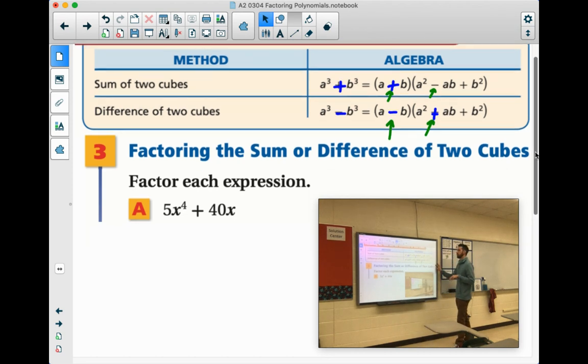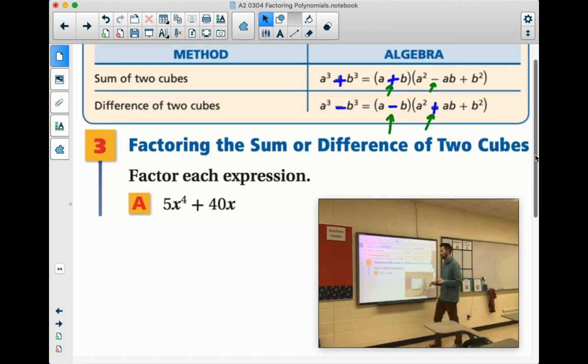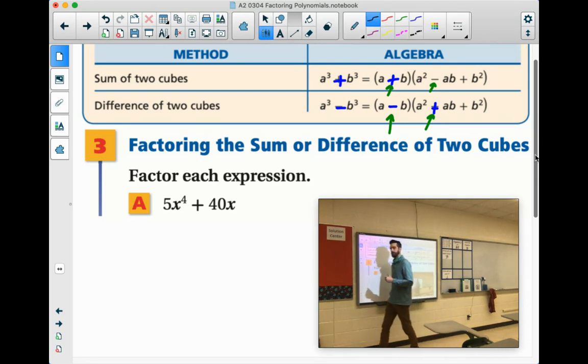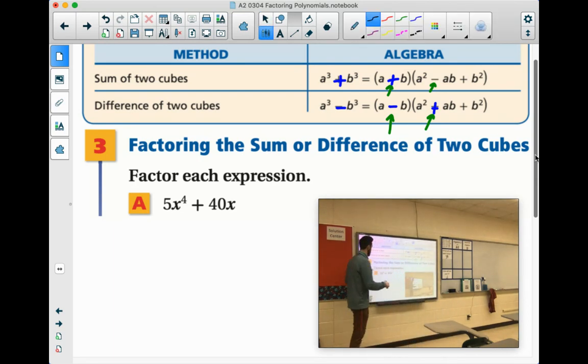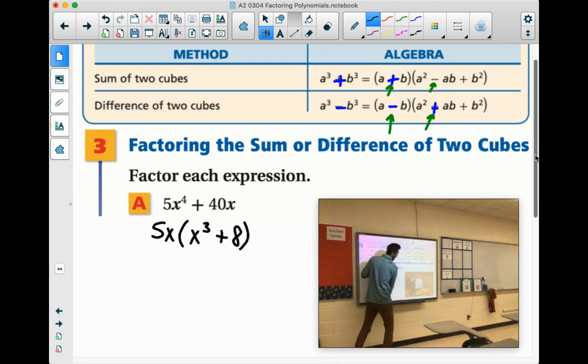Factor each expression. You always have to check for a greatest common factor. 5x to the fourth and 40x, they both have 5x that goes into them, because I couldn't cube root either one of those. So we'll kick out a 5x. 5x times x to the third is 5x to the fourth, and 5x times 8 gives you 40x.